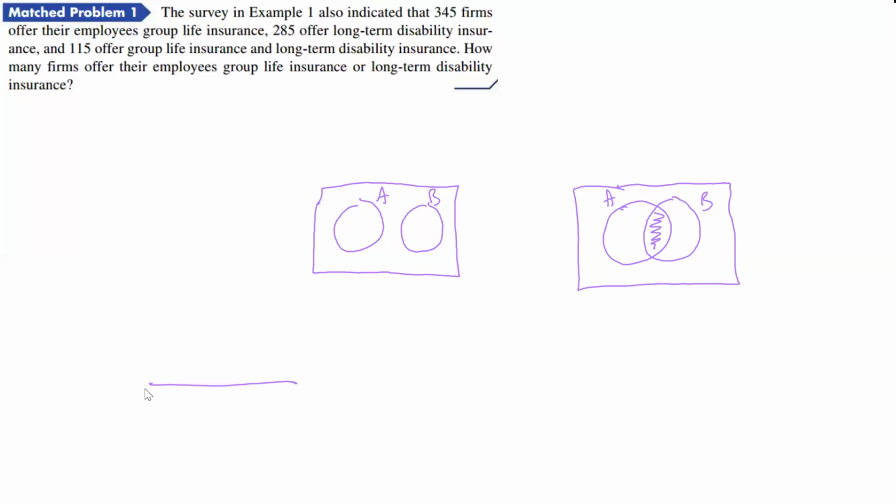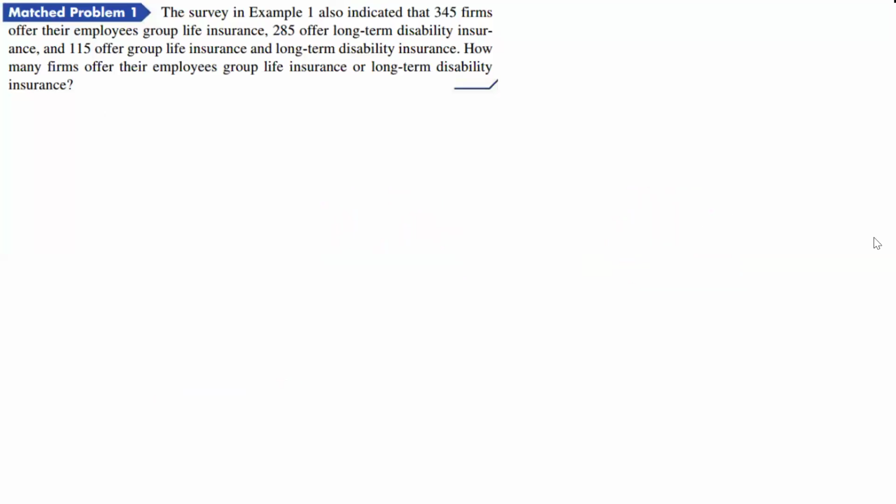All right, so now let's say here we have the survey in example one, which we don't have here, but it indicates that 345 firms offer their employees group life insurance, 285 offer long-term disability insurance, and 115 offer group and long-term. How many firms offer their employees group life insurance or long-term disability insurance? So remember, or is the union.